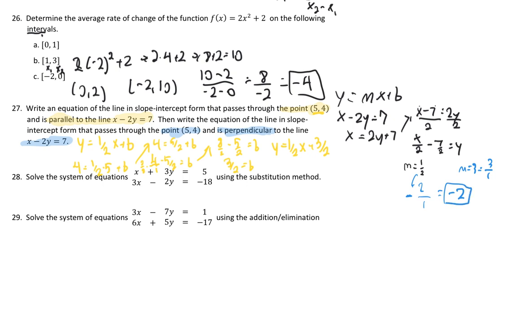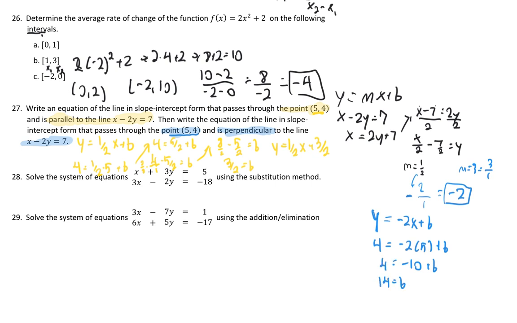And now I'm going to set it up. y equals -2x plus b. How do I find b? Again, I'm going to use my point 5, 4. So y, 4 is going to equal -2 times 5 plus b. -2 times 5 is -10. I add the 10 over. We get 14 as b.